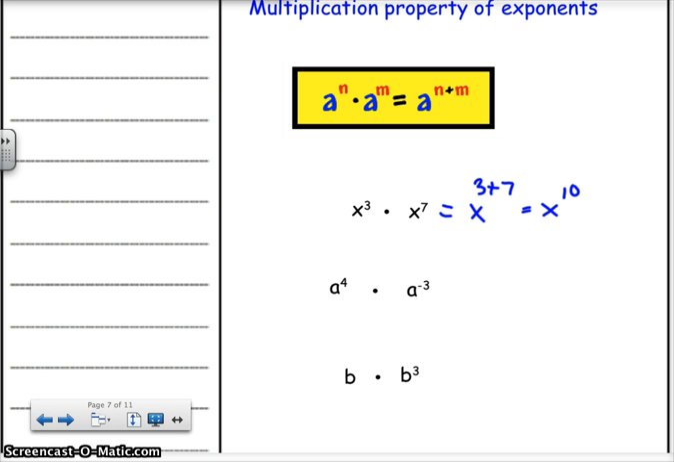Multiplying the same base. A to the 4th times a to the negative 3 is equal to a to the 4 plus negative 3. What's 4 plus negative 3? 1, which is a to the first, which is a.